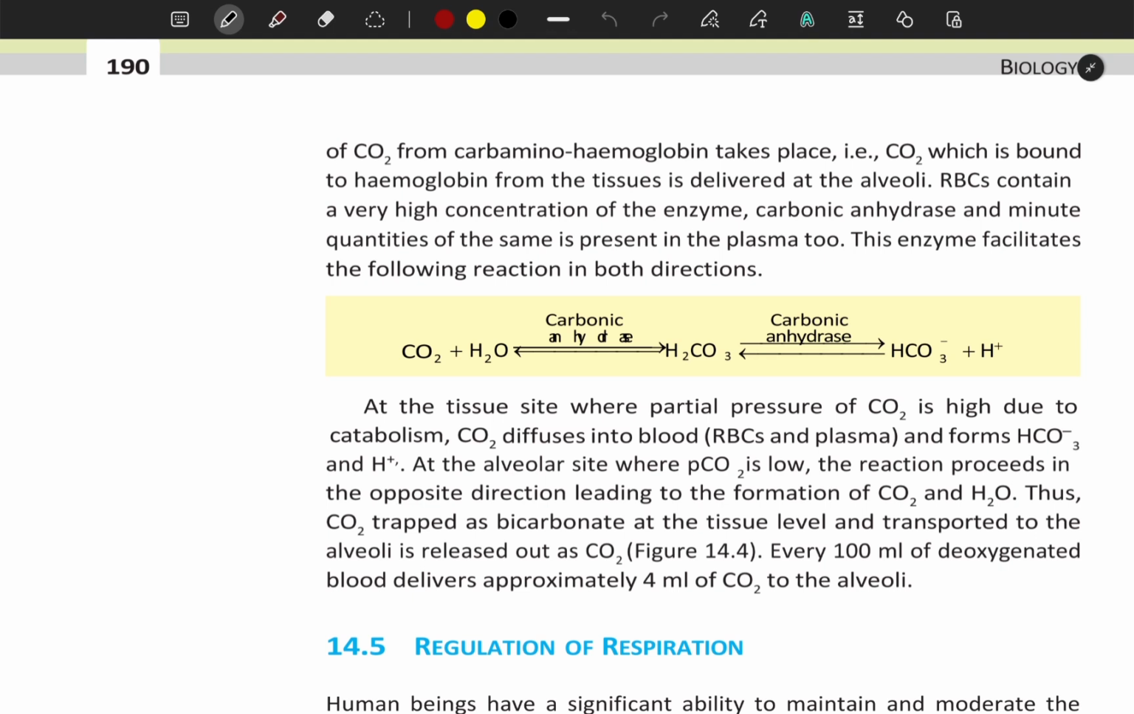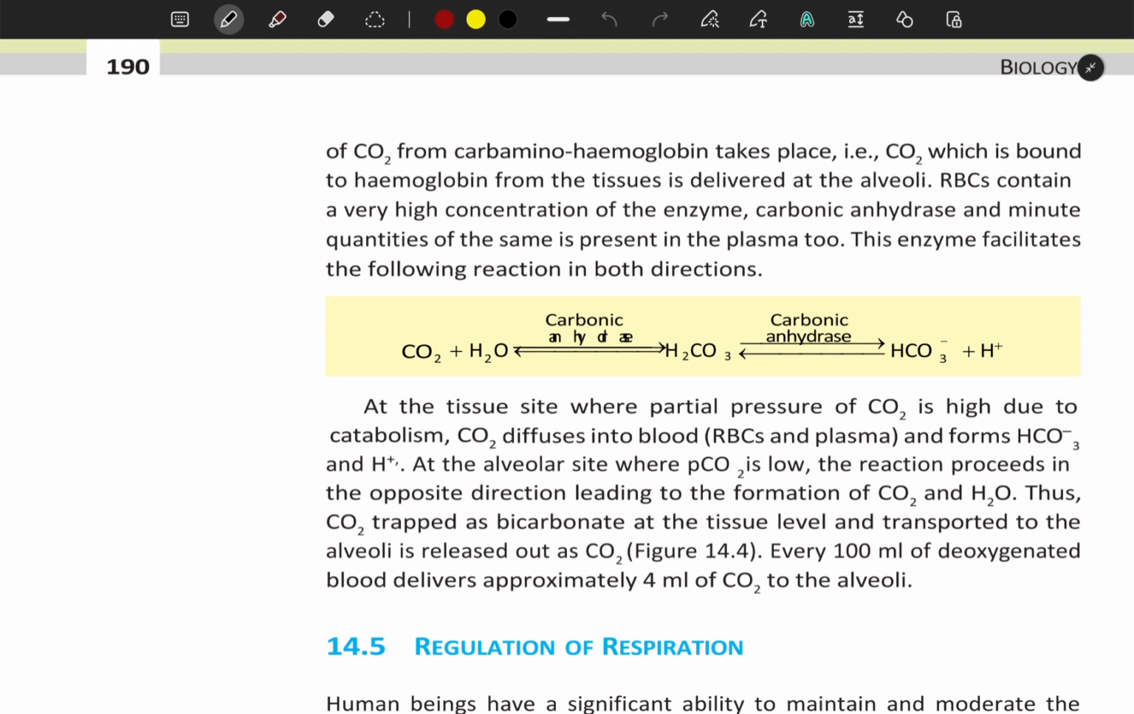RBCs contain a very high concentration of the enzyme carbonic anhydrase, and minute quantities of the same is present in the plasma too. This enzyme facilitates the following reaction in both directions. CO2 plus H2O, in presence of carbonic anhydrase, converts into H2CO3. Further, it converts into HCO3 ion and H ion in presence of carbonic anhydrase.